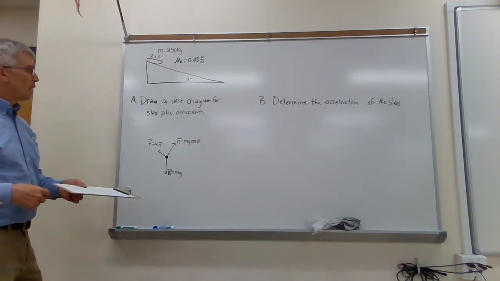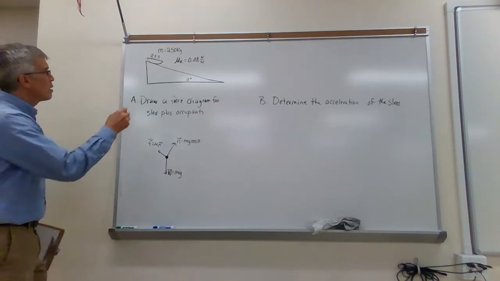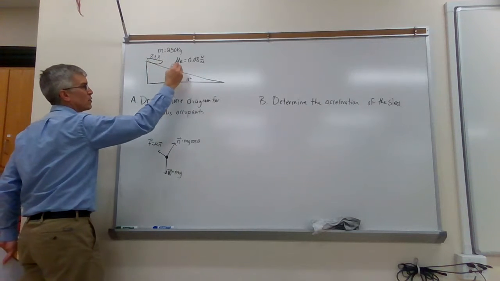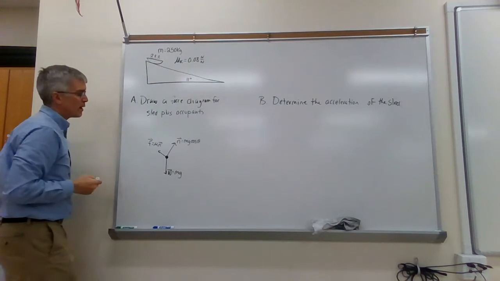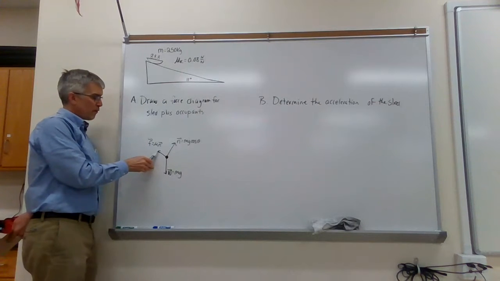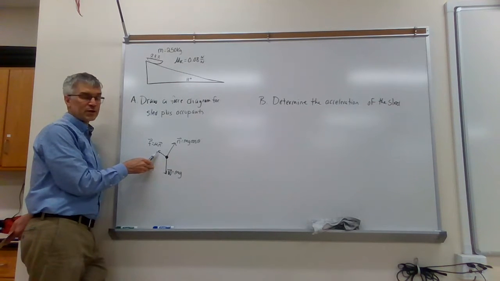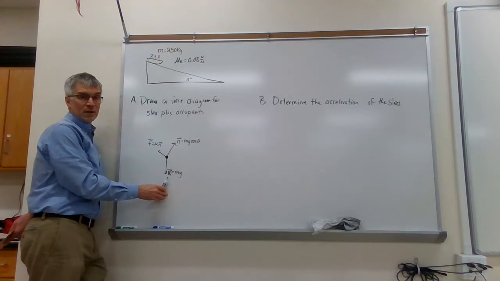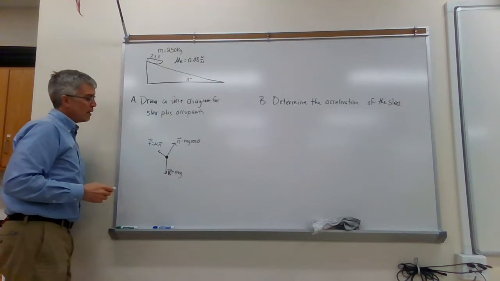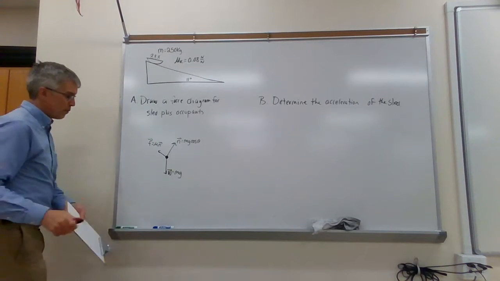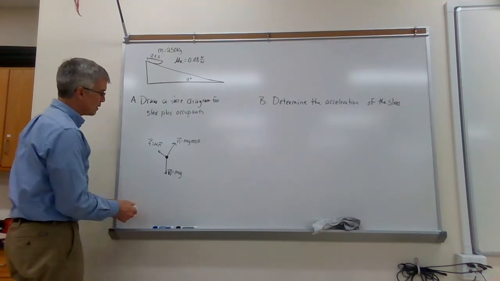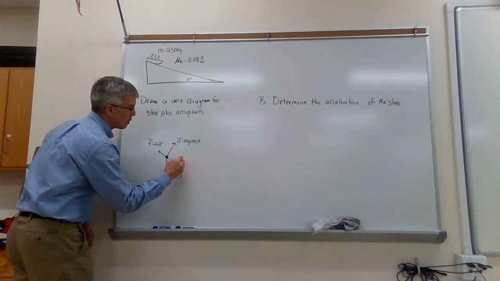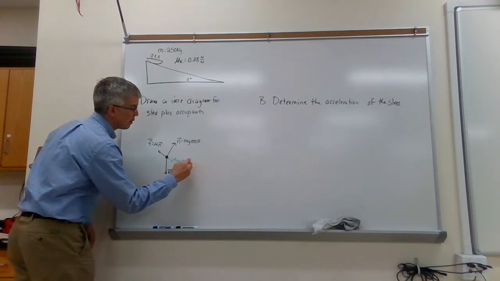Now, just a reminder, we're calling the surface of the incline the x direction. Perpendicular to that is the y direction. So friction force is in the x direction. Normal force is in the y direction. The weight is in between. Now, the component of weight that pulls this sled down the ramp is mg sine theta.